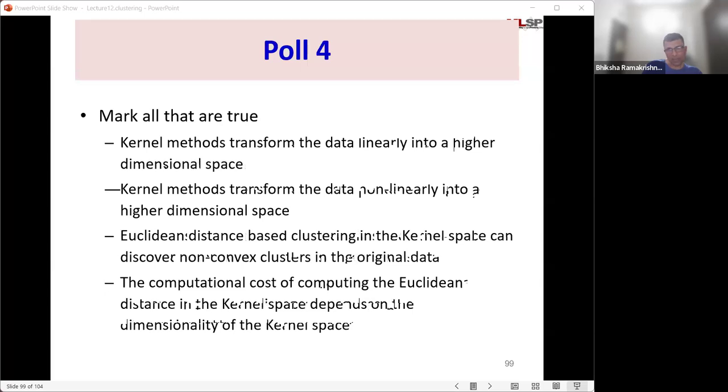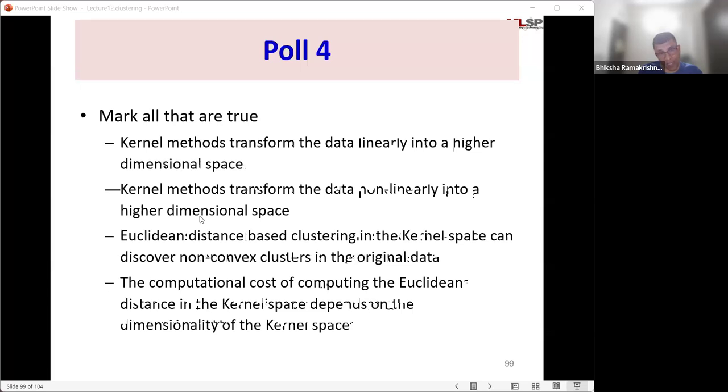Here's what the results look like. And so let's go back. Can you tell me which statements are true? Kernel methods transform the data linearly into a high dimensional space, true or false? So why is it false? Anybody? The kernel method transforms the data non-linearly.